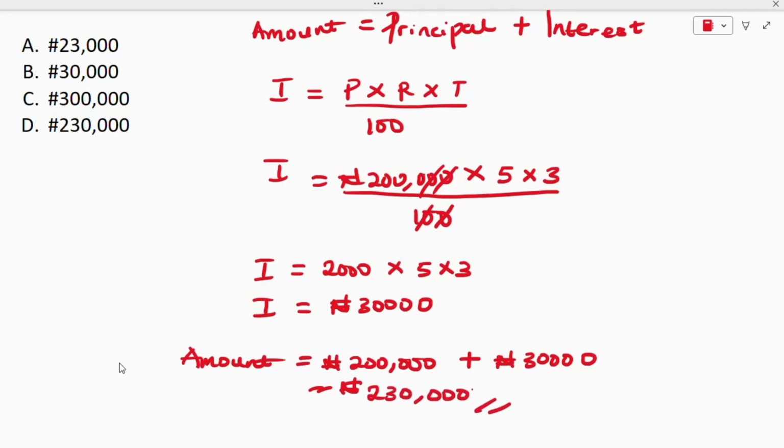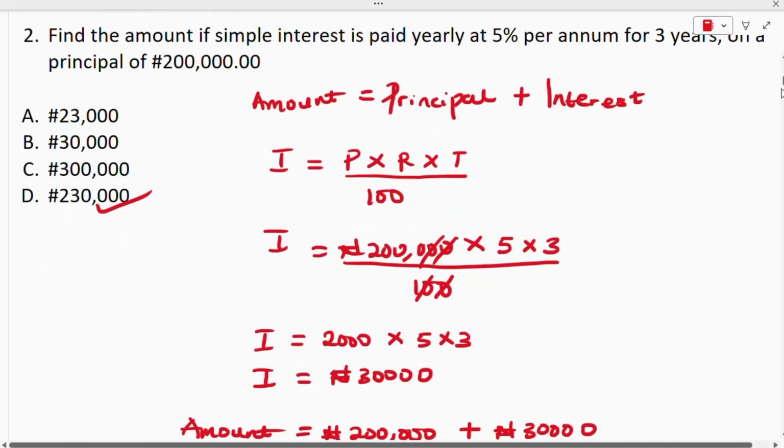1000, and this becomes the answer. And from our options, we have that to be D. Alright, so this is how you can solve question number 2. So right here, let's go into the next question.